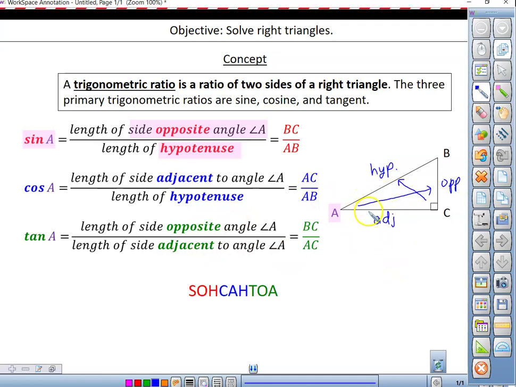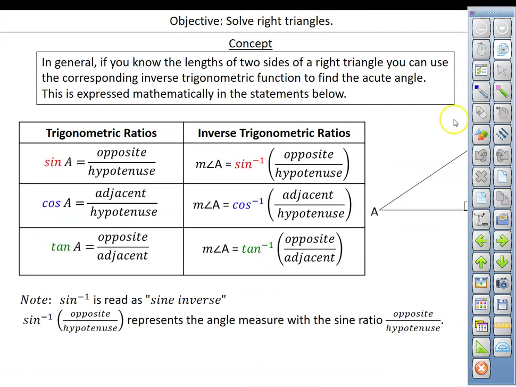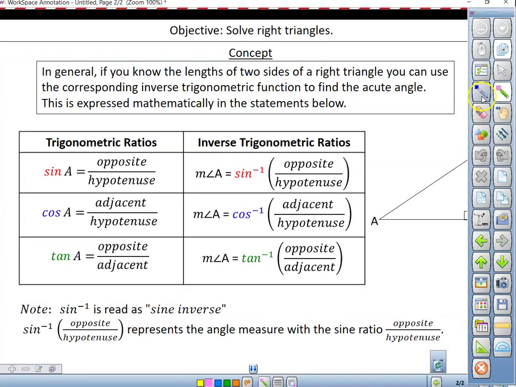So it's super important that in these problems we can identify which sides are which relative to whichever angle measurement we are working with. If we're solving for an angle measurement using trigonometry, a sine, cosine, or tangent ratio, and the unknown is the angle, so if we don't know what angle A is, but we do have numbers for the side opposite and the hypotenuse, we're basically going to set up this equation and then solve it.